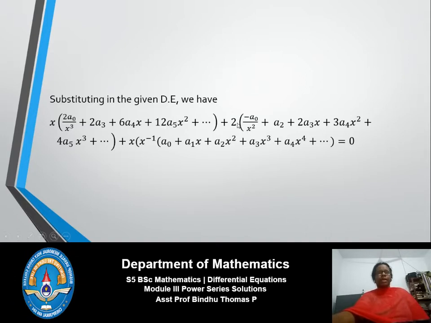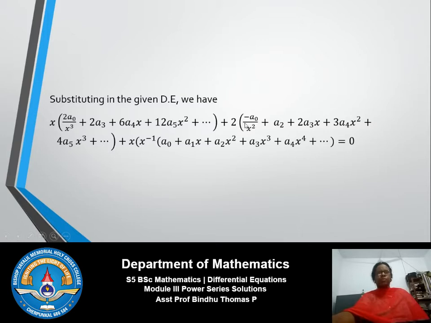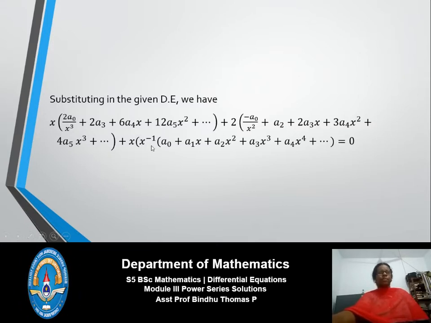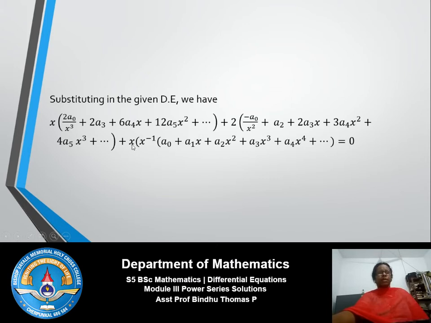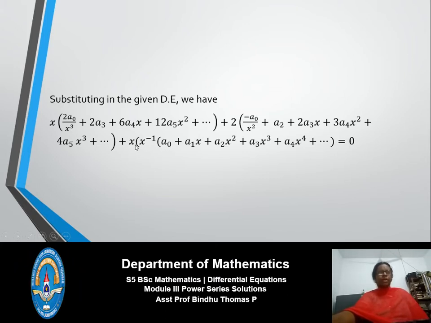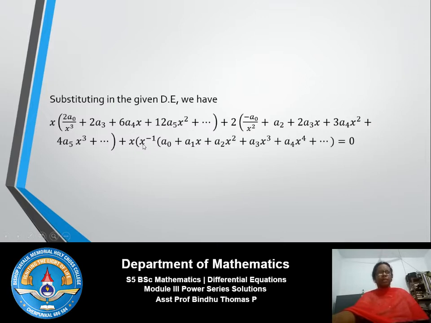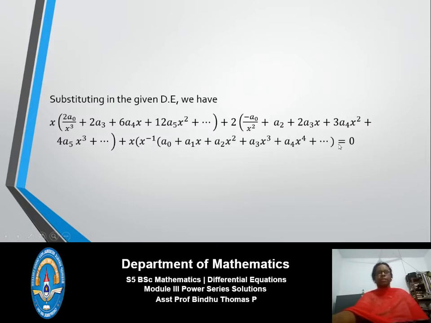Again, in the second term, multiplying the series by 2, we have the first term as minus 2a0 by x square plus the second term is 2a2 plus, and so on. There is no change in the power of x, only changes in the coefficient. Opening the third term in the differential equation, x into x inverse becomes 1. So, the series remains still a0 plus a1x plus a2x square plus etc.